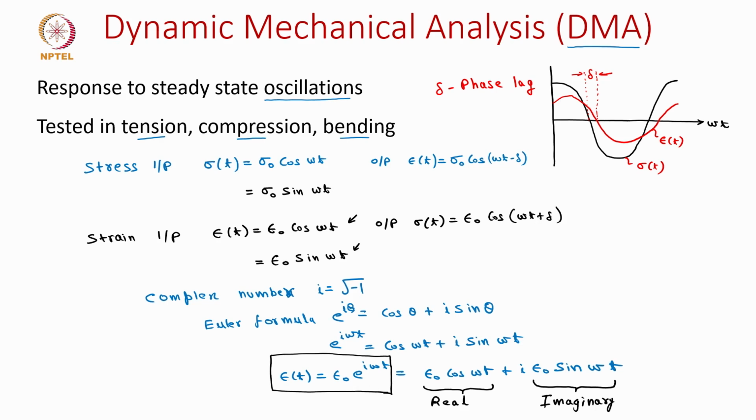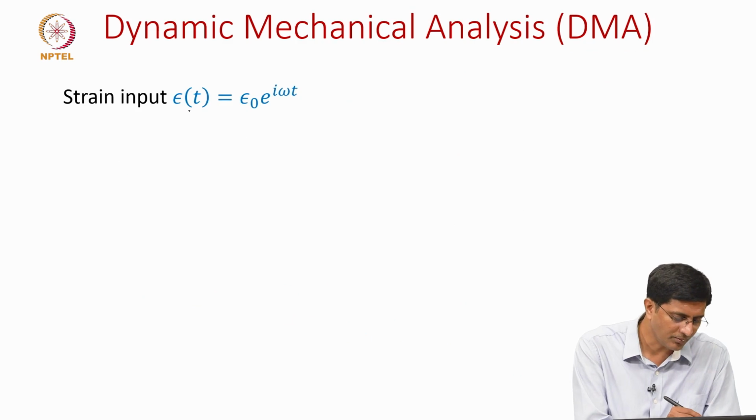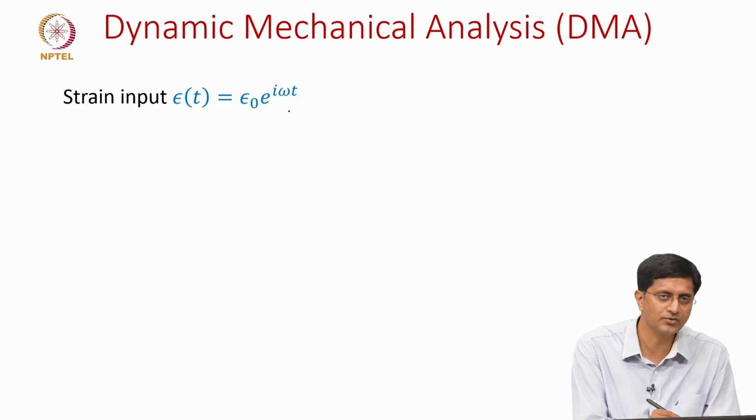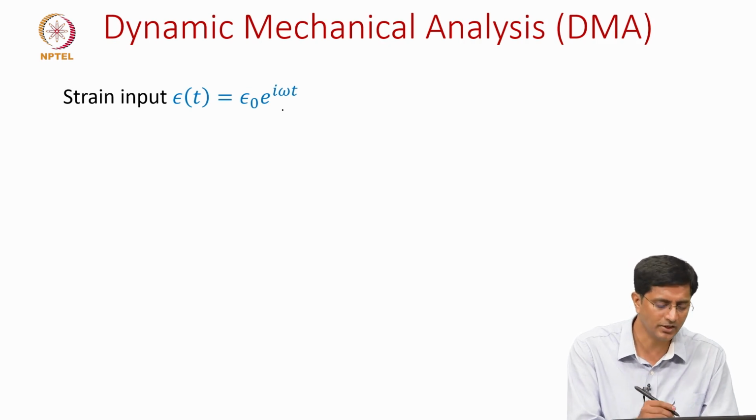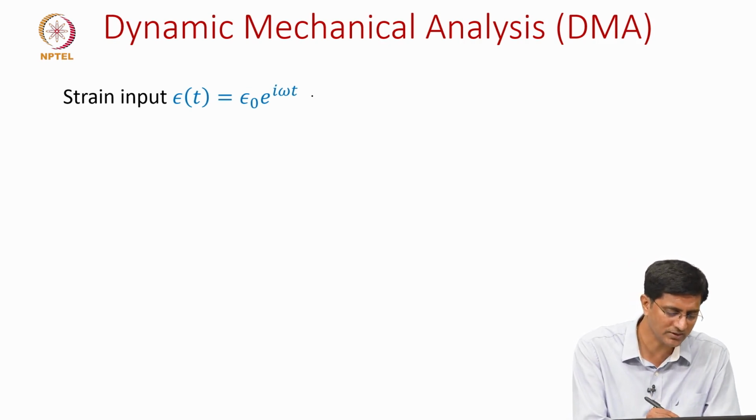So, what I will show in the next slide is how to solve this in a generalized way in terms of complex analysis, which means in one go we will be solving the problems for both inputs, cos input as well as the sine input. So, as seen previously, we are saying that the strain input is written in terms of complex numbers, so that it will take care of both the cos as well as the sine.